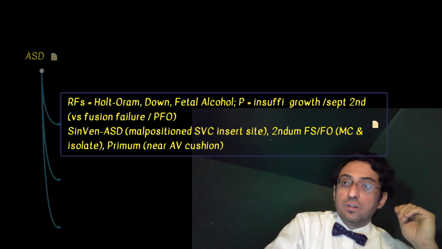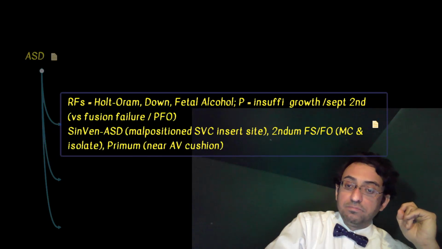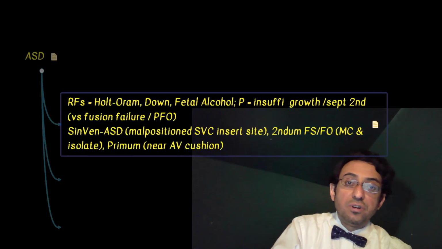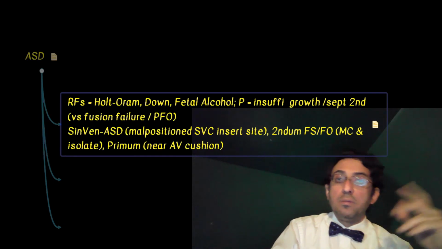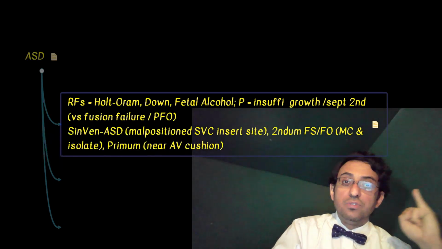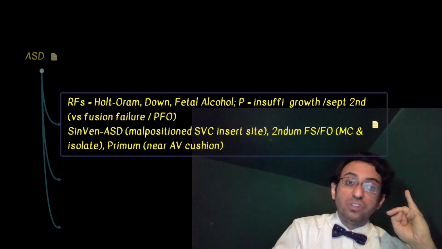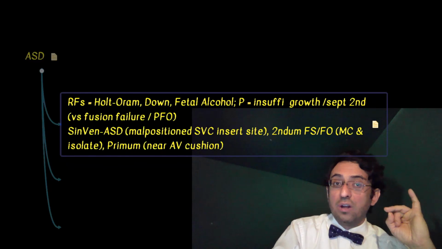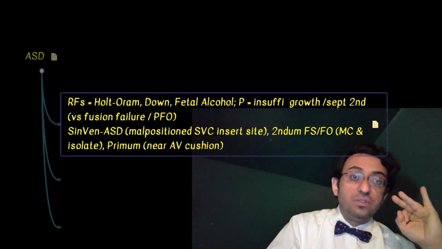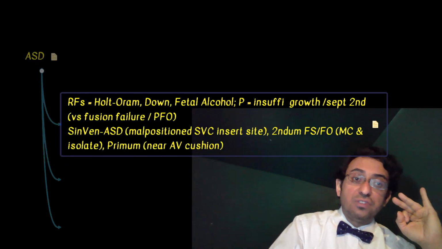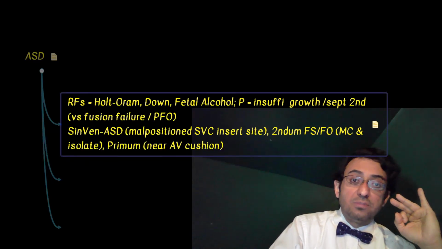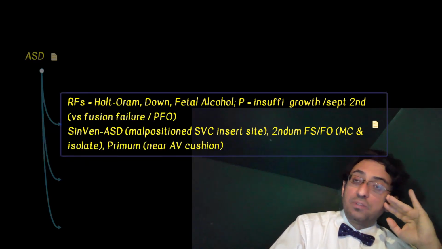The risk factors include Holt-Oram syndrome, fetal alcohol syndrome, and Down syndrome. What is Holt-Oram syndrome? You can remember Holt-Oram by the acronym ASD. It includes ASD, that's atrial septal defect. S stands for slow heart, usually the first degree heart block, and D is for deformed bone, such as absent radius and especially carpal bone and other upper extremity bone deformities.